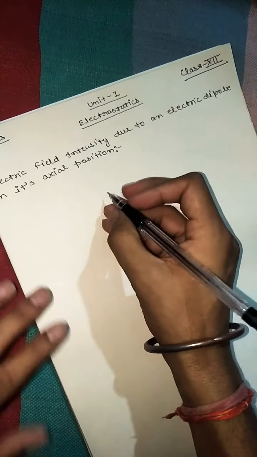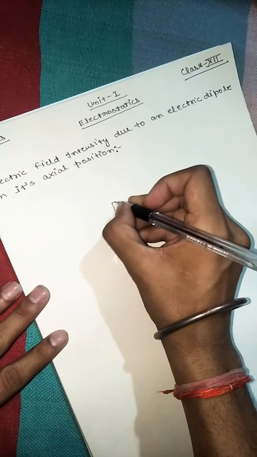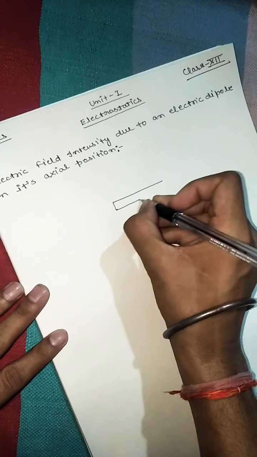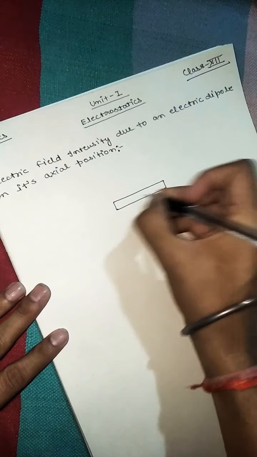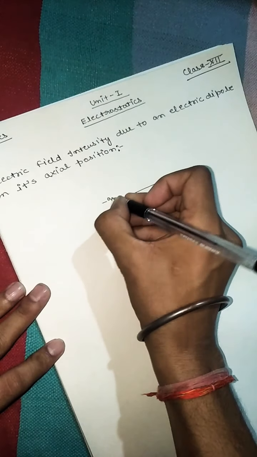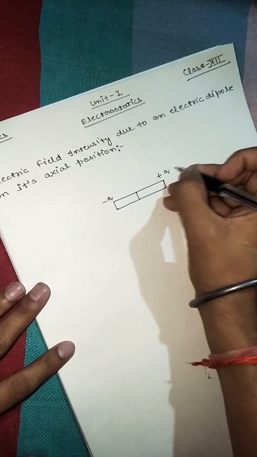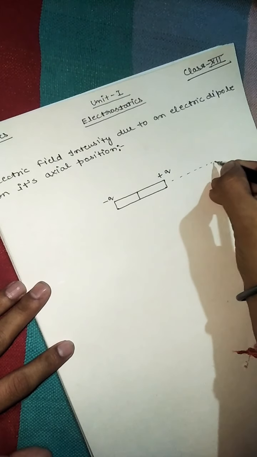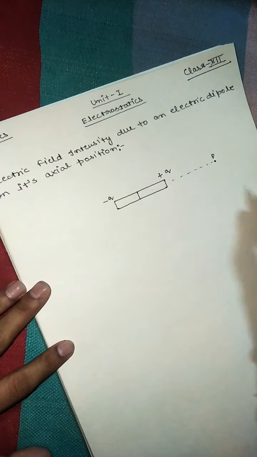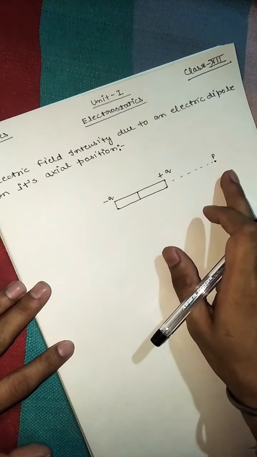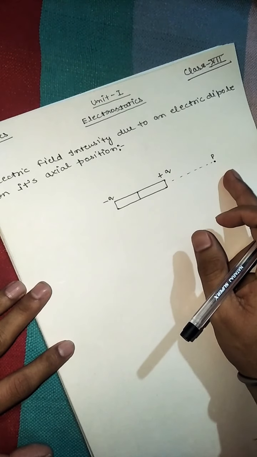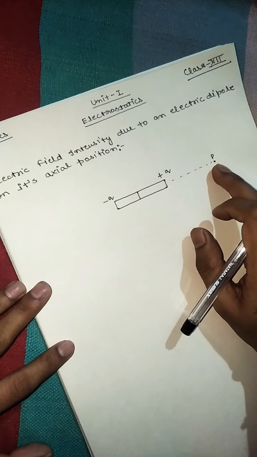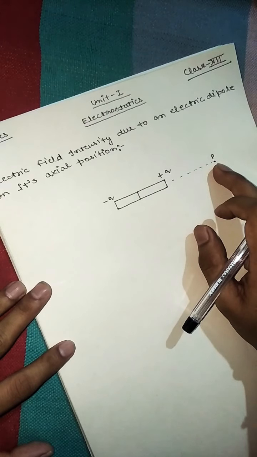Let me tell you. Let us consider an electric dipole consisting of two charges, as we all know, minus q and plus q. Let a point P be at its axis, on which we are to find the electric field intensity. What is the impact of this electric dipole on this particular point? How much electric field intensity would be there? So how will you find it out?